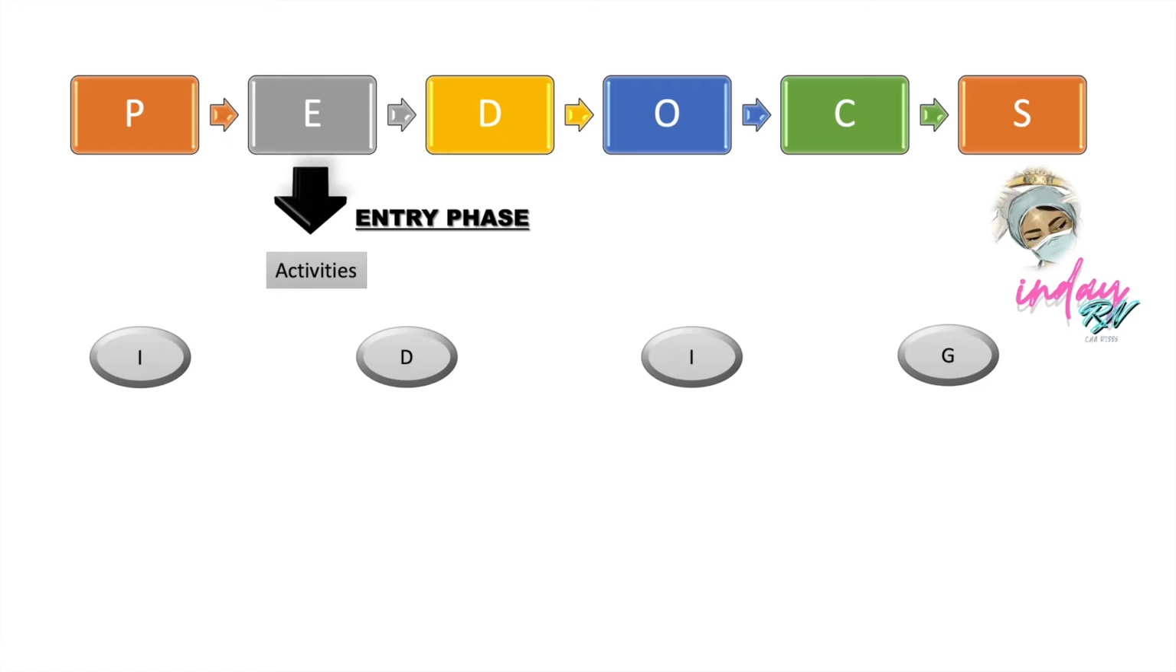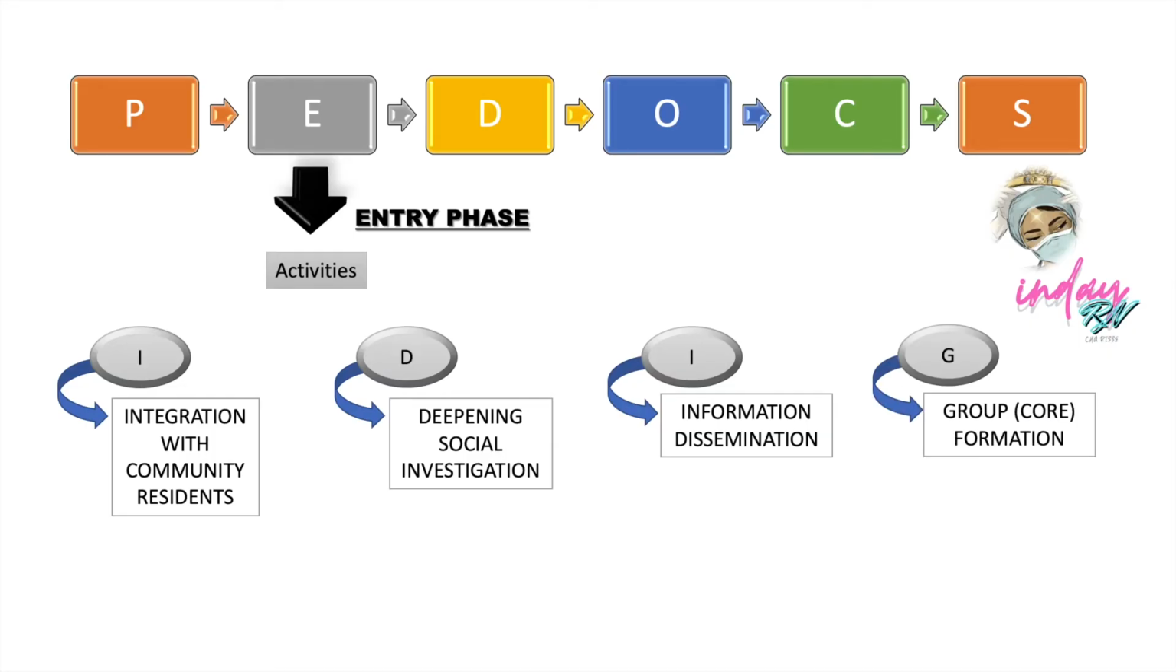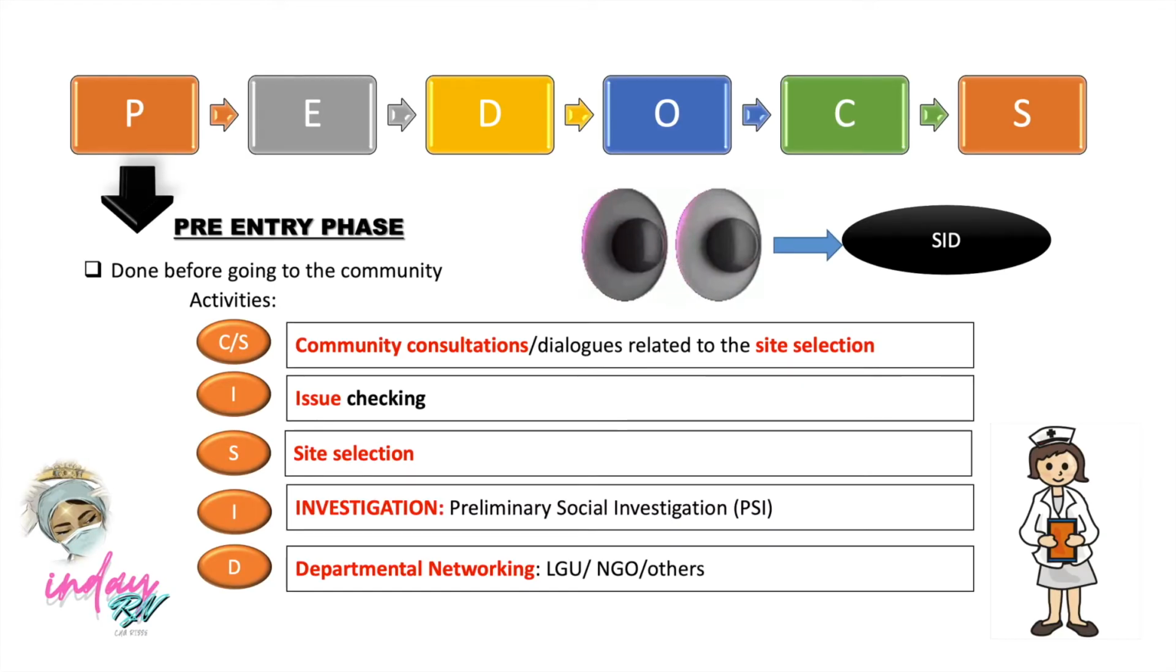Okay? And here in I DIG, I stands for integration with community residents. D stands for deepening social investigation. I stands for information dissemination. And G stands for group or core formation. Okay? So here in I, integration with the community residents, you are already doing some ocular survey, meaning you have entered the community and you have a checklist to check the structure of the community. Remember, in the pre-entry, we mentioned having an ocular survey, but we are not yet with the community. Okay, remember that. It's the preliminary social investigation.